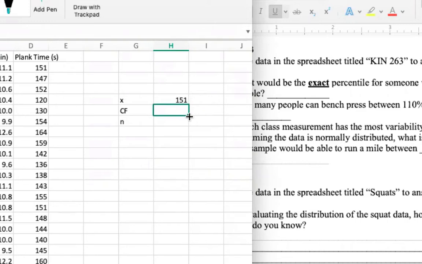Close. Ifs. There we go. You have to use a count if function, right? So would a lower Planck time be better or worse than a higher Planck time? Lower Planck time is worse, right? So identifying what is good and what is bad is critical for finding cumulative frequency this way.